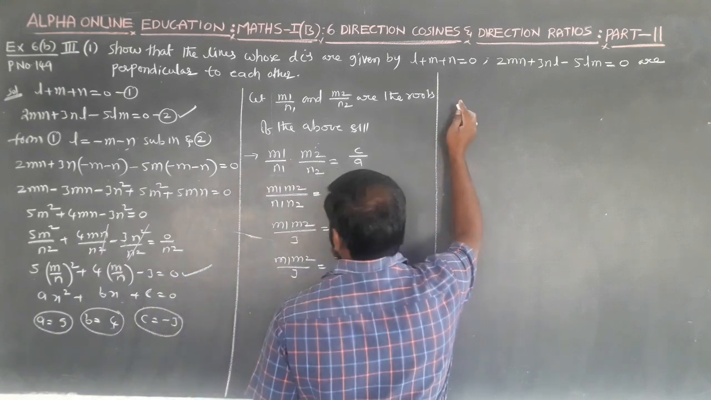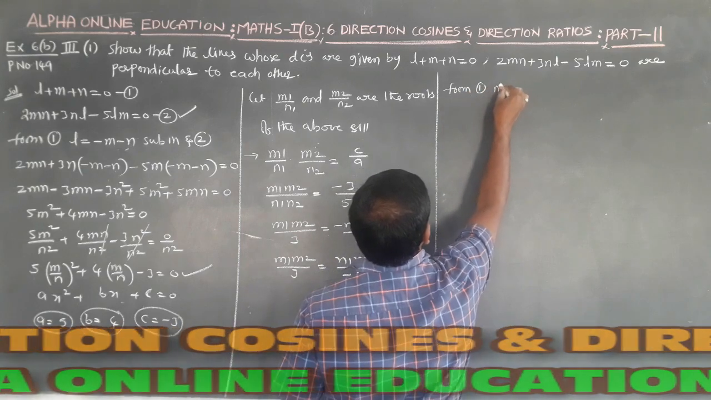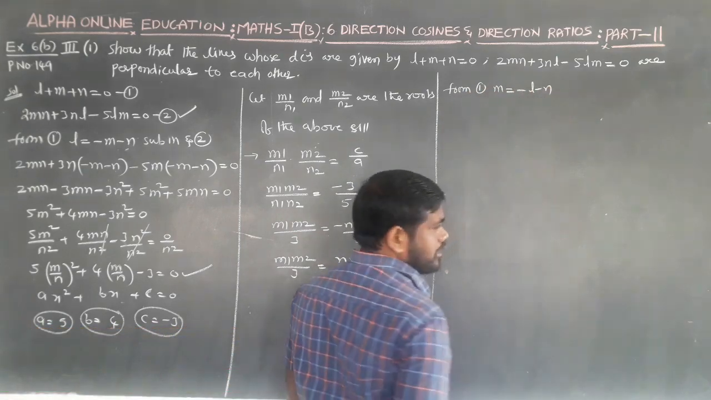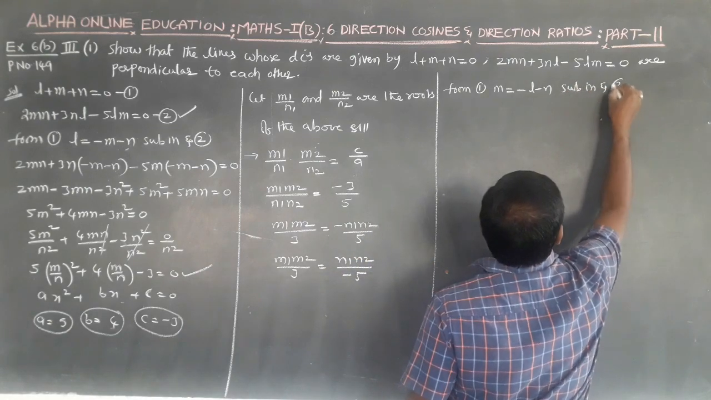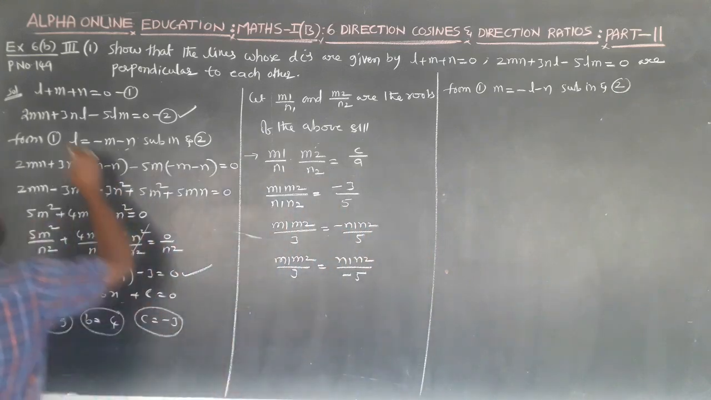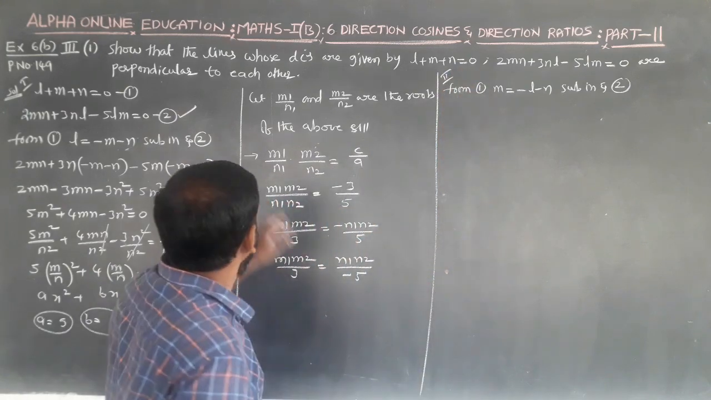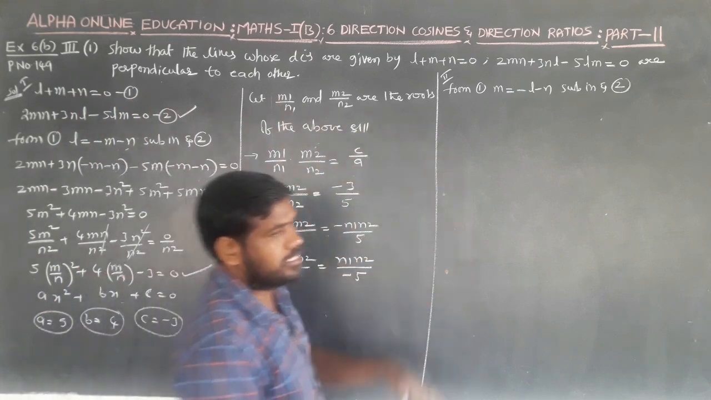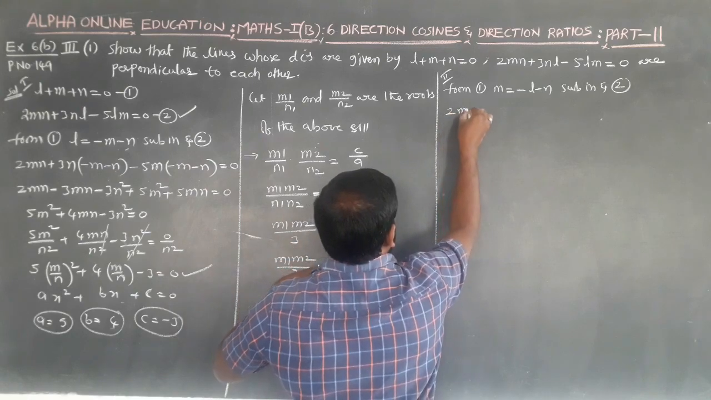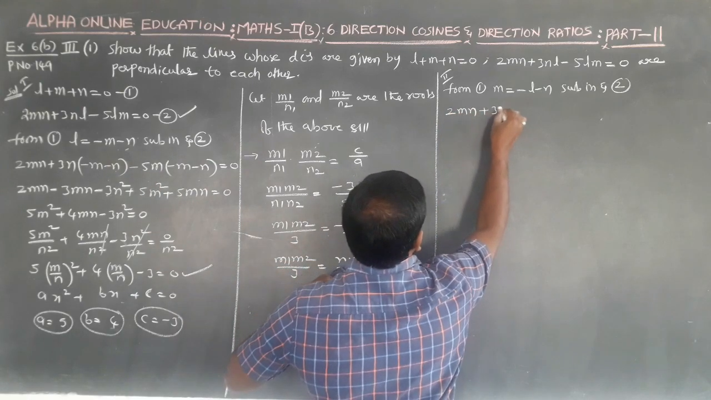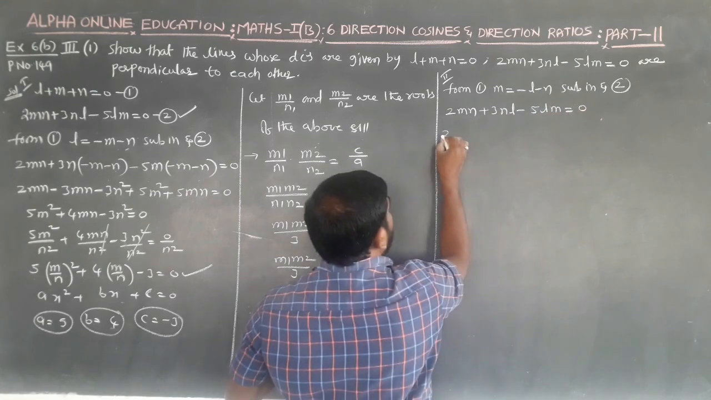Next, the second one. From 1, m = -l - n, substitute in equation number 2. Equation number 2 is 2mn + 3nl - 5lm = 0.